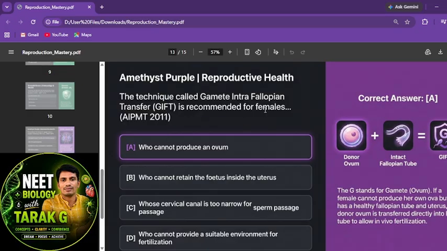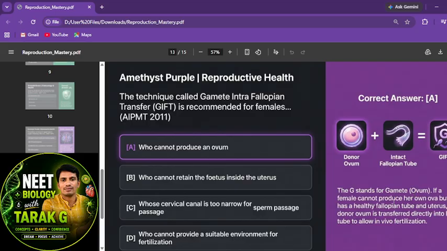In which condition do females opt for this? Who cannot produce an ovum? Who cannot retain the fetus inside the uterus? Wrong. Whose cervical canal is too narrow? This is also wrong. Who cannot provide a suitable environment? No, this is wrong. The answer is A, because of those who cannot produce an ovum. That's why I have to take the gamete from a donor and transfer it into the fallopian tube, with everything else happening naturally. Donor ovum, intact fallopian tube, and GIFT. The G stands for gamete.